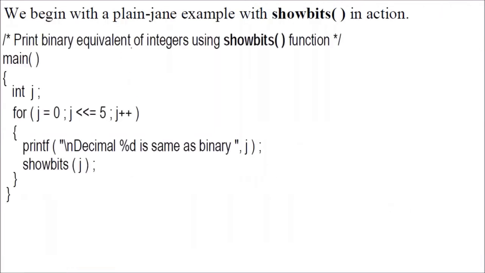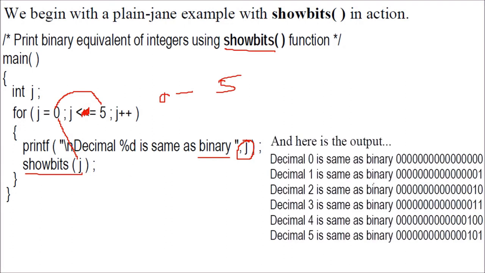Let us take a simple example. We want to print the binary equivalent of integers using the showbits function. This loop is just taking j from 0 to 5, and we are printing the decimal of this j as binary. So the showbits function will take one by one from 0 to 5 and display the binary equivalent. These are the binary equivalents.